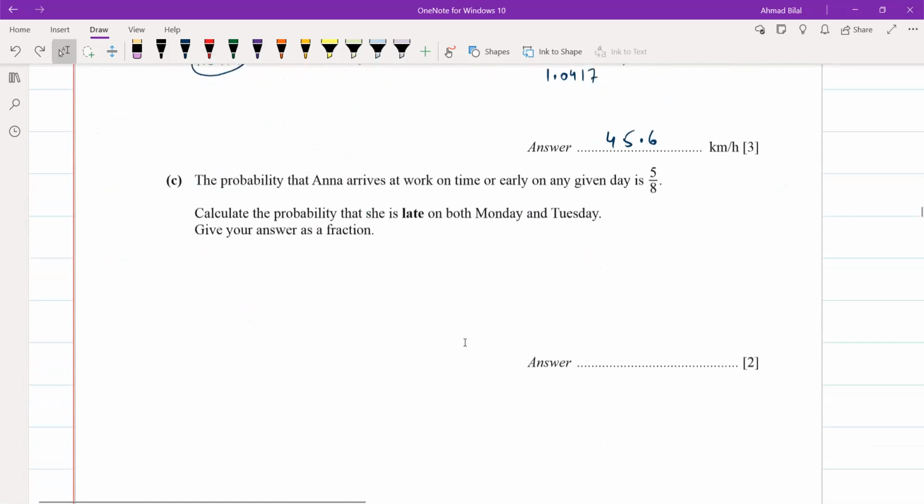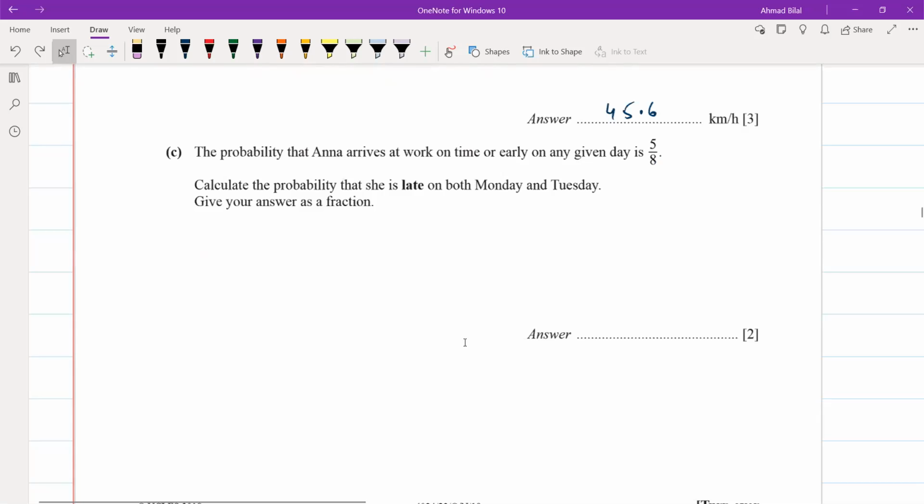ठीक है. Now the probability that Anna arrives at work on time or early on any given day is 5/8. Calculate the probability that she is late on both Monday and Tuesday. Give your answer as a fraction. अब देखिए मंडे को लेट होने की क्या प्रोबेबिलिटी है? अब हर दिन की वो सेम ही प्रोबेबिलिटी, राइट? हर दिन में लेट होने की प्रोबेबिलिटी क्या है?